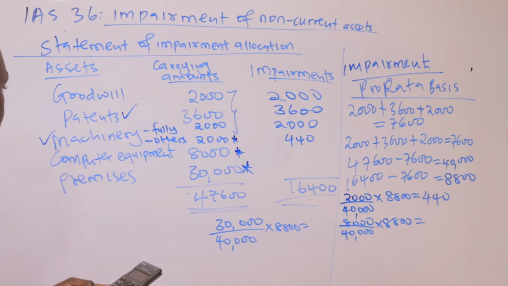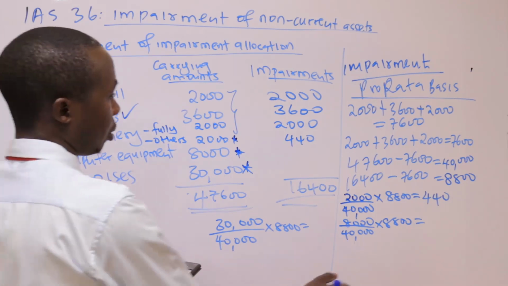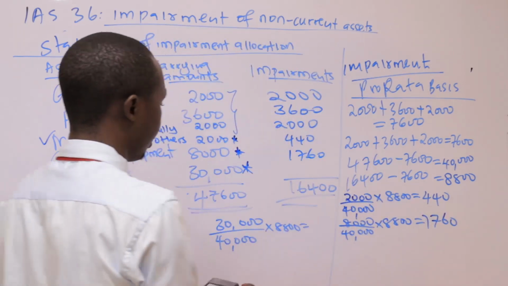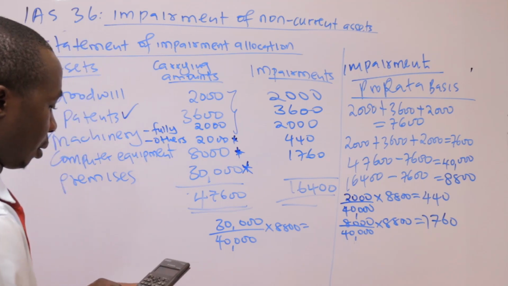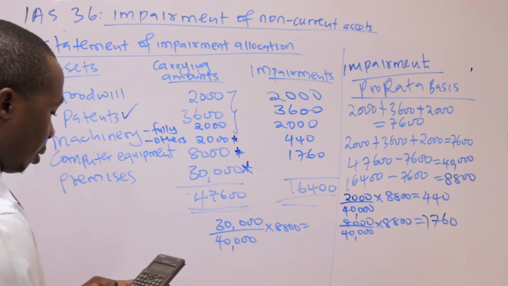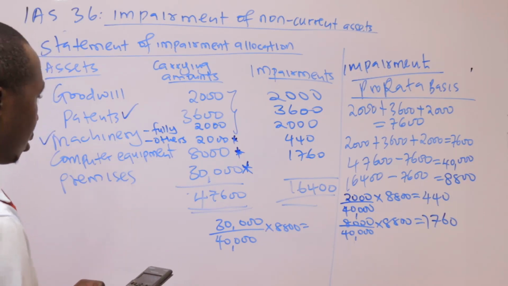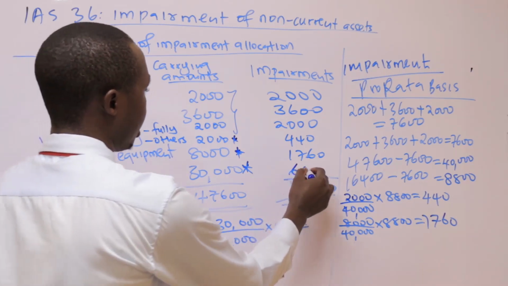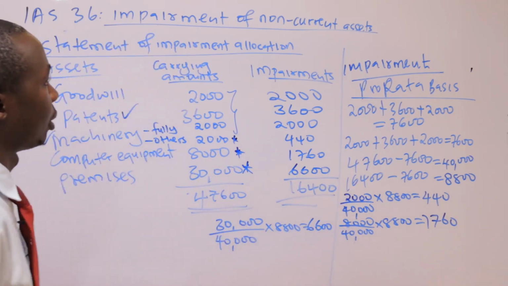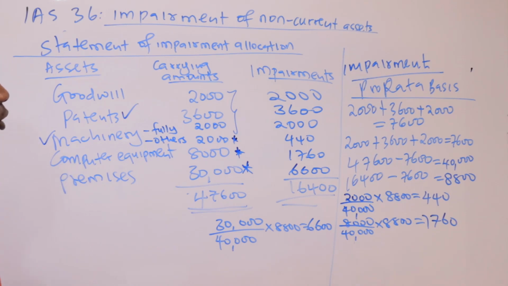Then for the computer equipment, this one will be 1,760. Then for the premises, this one will be 6,600. So that is how you are supposed to do this question, August 2022 question 2.